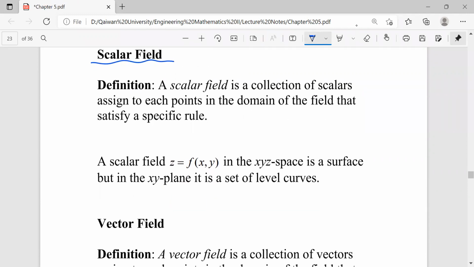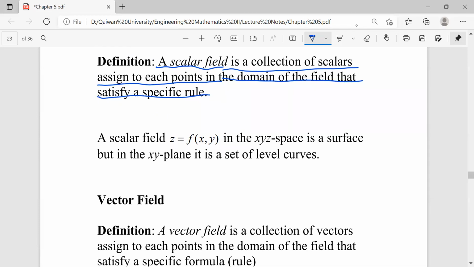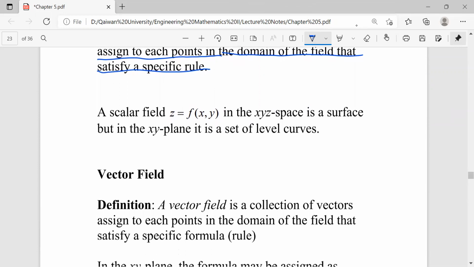This is the definition of a scalar field. It says a scalar field is a collection of scalars assigned to each point in the domain of the field that satisfy a specific rule. Here we have a given rule that the scalar field satisfies. We say a scalar field z equals f of x, y. It's in xyz space.